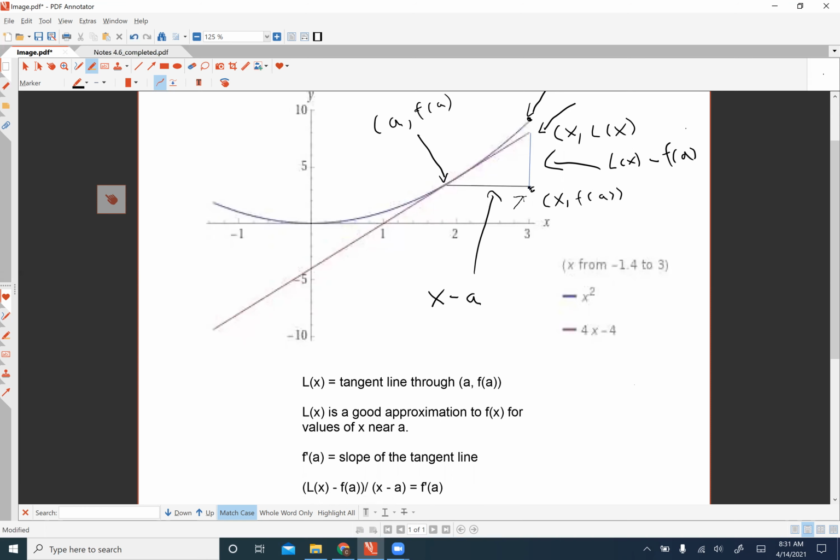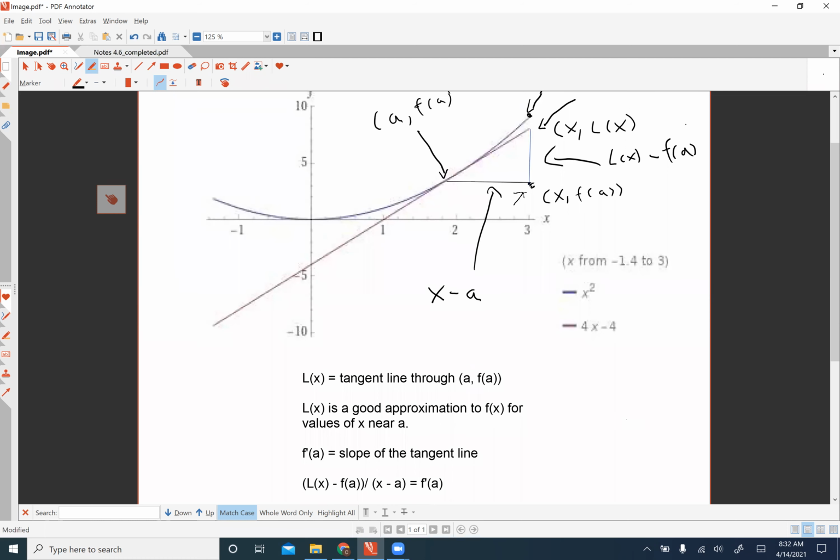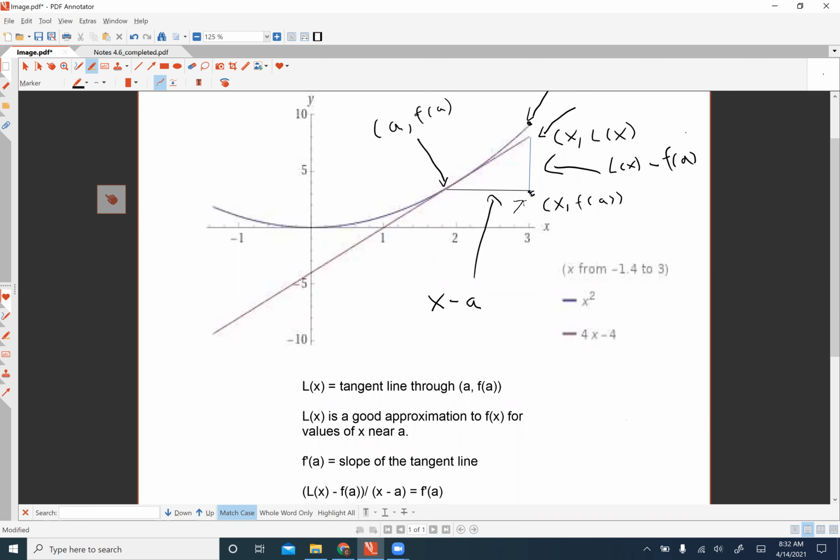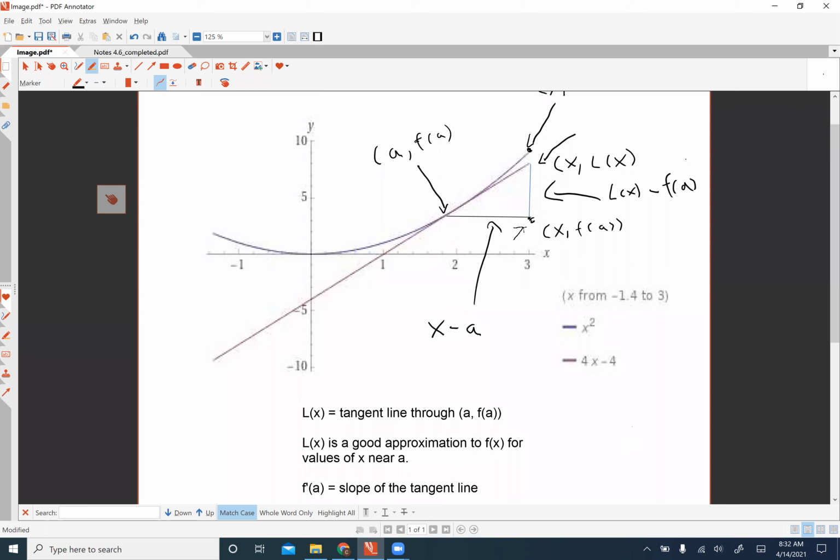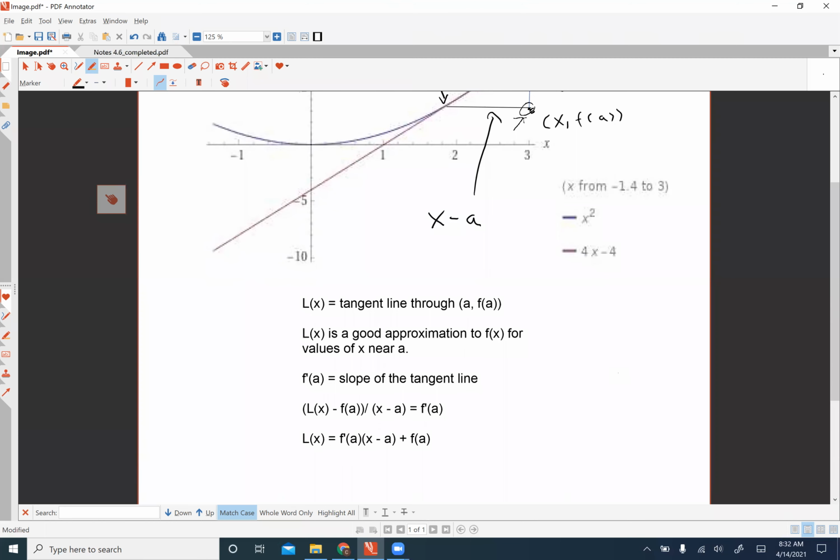We know the difference of the x values is x minus a, and the difference of the y values is L of x minus f of a. So this height here is just f of a. In this case, a is 2. This part of the triangle is L of x minus f of a. The horizontal part of that triangle is x minus a. You take the rise over the run, and you get f prime of a. So f prime of a is that quotient, rise over run.